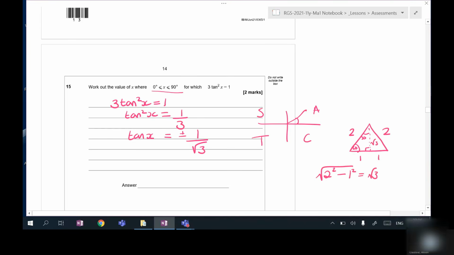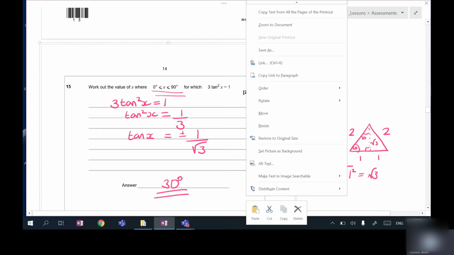I'll get root 3. If I look at this angle up here of 30, tan is the opposite, which is 1, over the adjacent, which is root 3. So that means my angle is going to be 30. None of the other angles matter because of the small domain of 0 to 90, which made that question a lot easier.